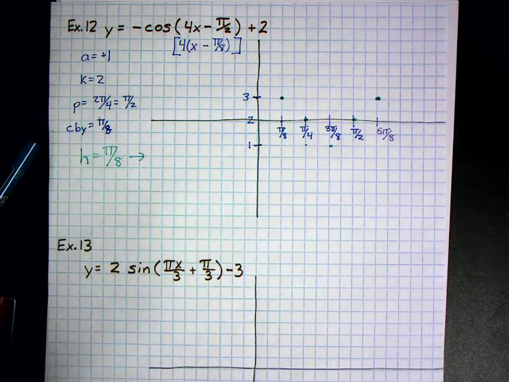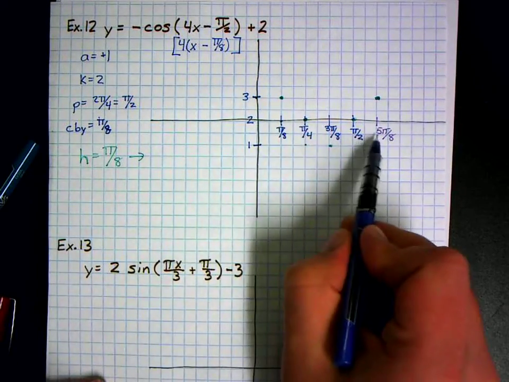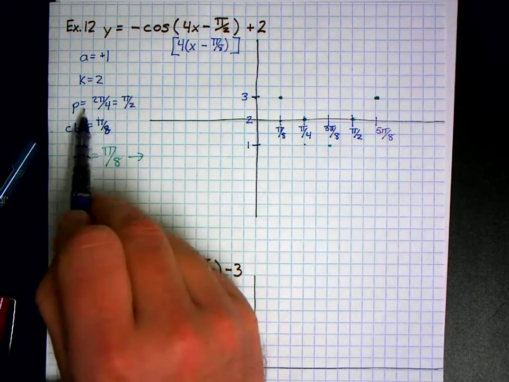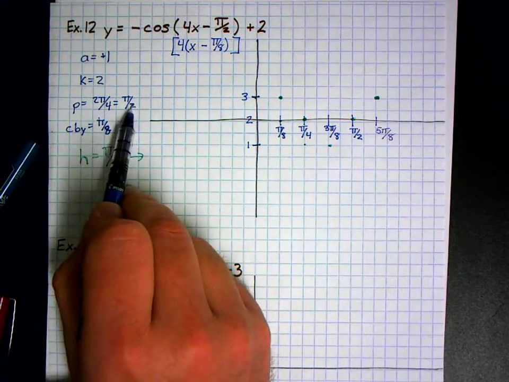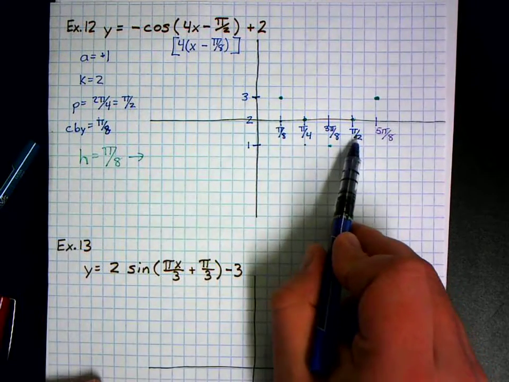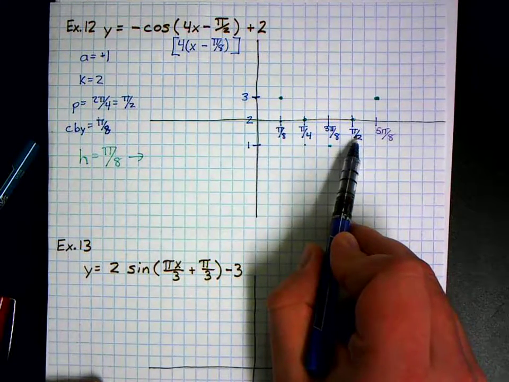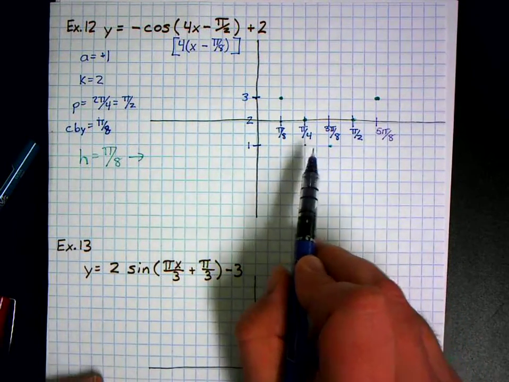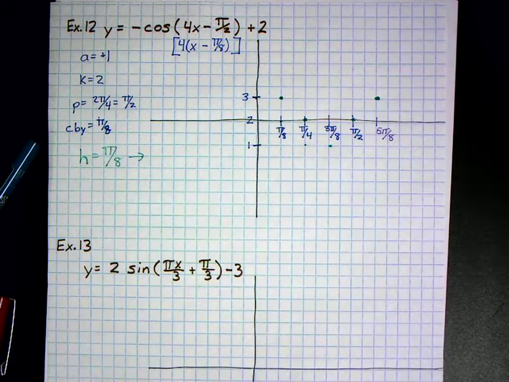Change which numbers? These? Yes, because my period changed. My period changed to pi over 2, so instead of having 2 pi here, I had pi over 2. Yes.